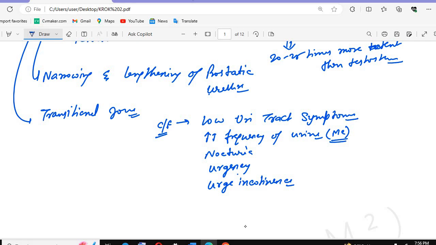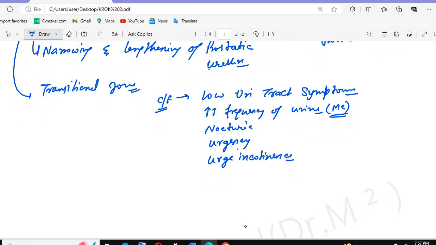We call this condition urge incontinence. Every time they will feel that some urgency is there, and that we will see. It is mostly seen in old age, like more than 60 years or more than 80 years old.